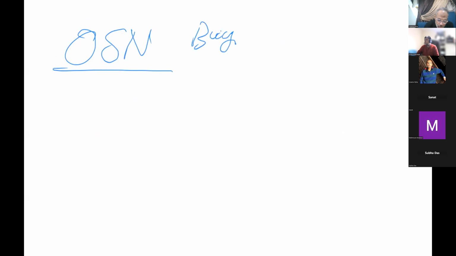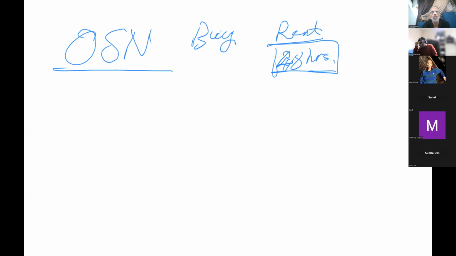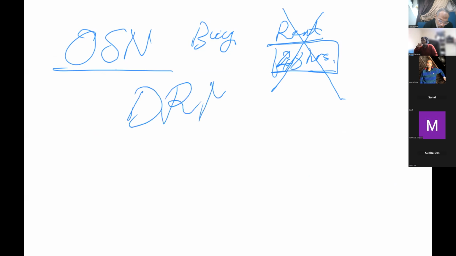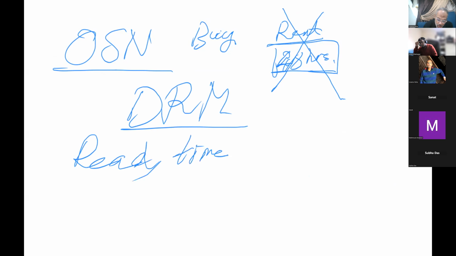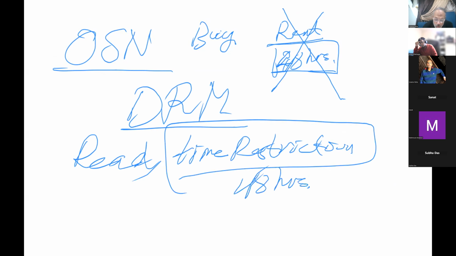If you rent a film, you can rent it for 48 hours, and you will be able to see it for 48 hours. After that, you will find that this file is deleted from the hard disk of the OSN receiver, and you are not able to see it anymore. How do they configure this? They configure it by the DRM. They define that you can read the file, and we have something called a time restriction, that this file will expire after 48 hours. Then after 48 hours, you will not be able to see this film. This is what we call DRM.